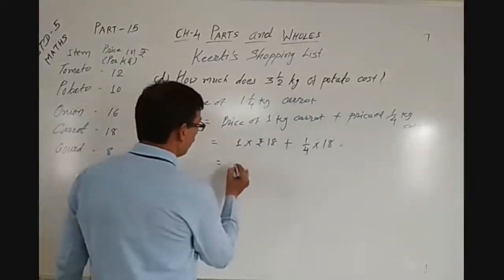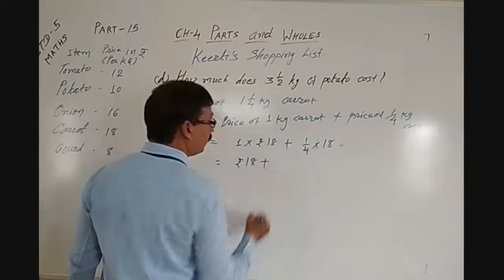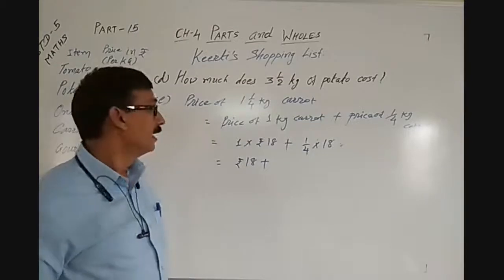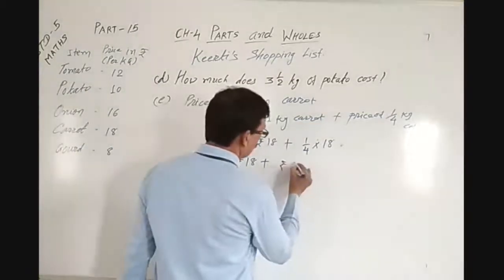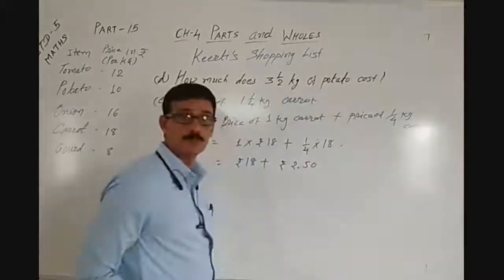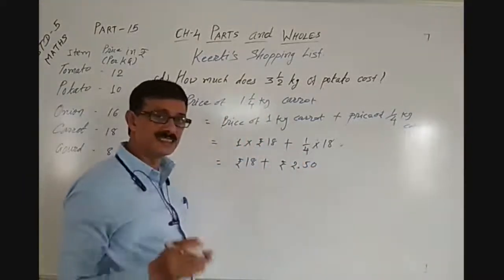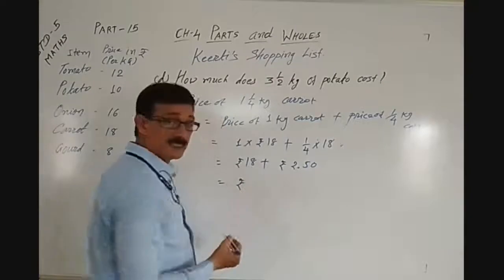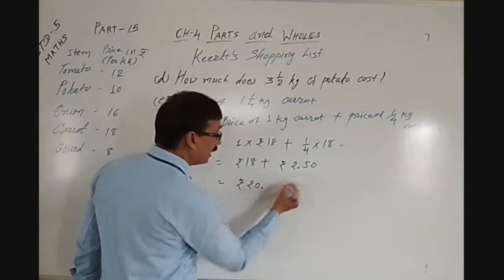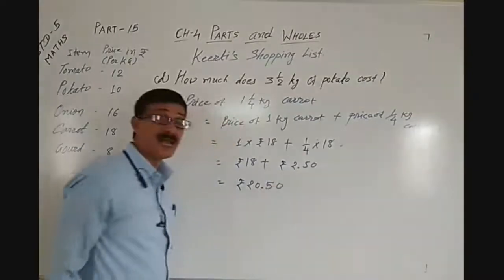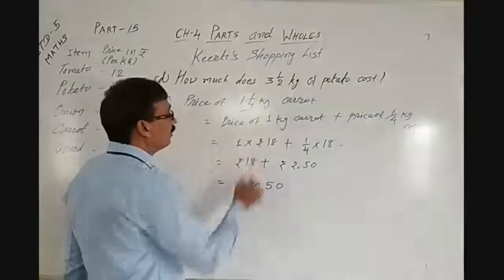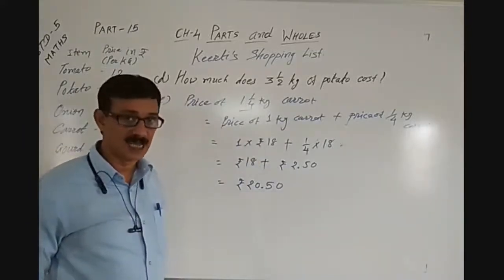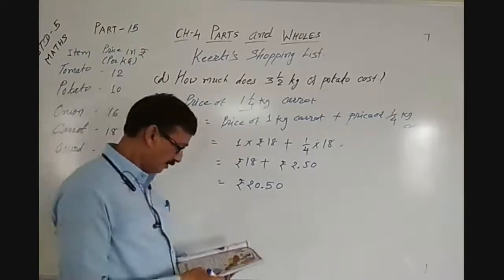So it is equal to rupees 18 plus, what is the 1/4 of 18? Okay, and that is rupees 2.50. Okay, I am directly putting this answer. You may calculate this yourself. It is equal to 18 rupees plus 2 rupees, that is 20 rupees and 50 paisa. So the price of 1 1/4 kilogram of carrot will be ₹20.50. Okay. Now let's go further.